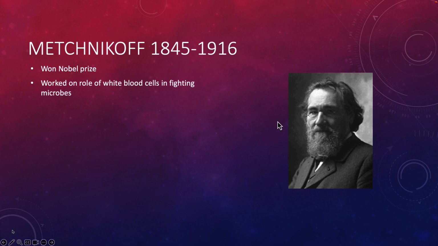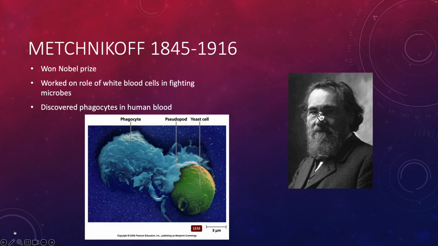And this scientist here, Dr. Metchnikoff, won the Nobel Prize because he described the role of how these white blood cells, these phagocytic cells, help to fight infection. He discovered them in human blood. And so now we can see how phagocytic cells can actually engulf microorganisms. This is a pretty big one. This is a yeast. It's a type of fungus. They're much bigger than bacterium. And you can see this phagocytic cell, this cell of ours, is able to engulf it and eventually destroy it.